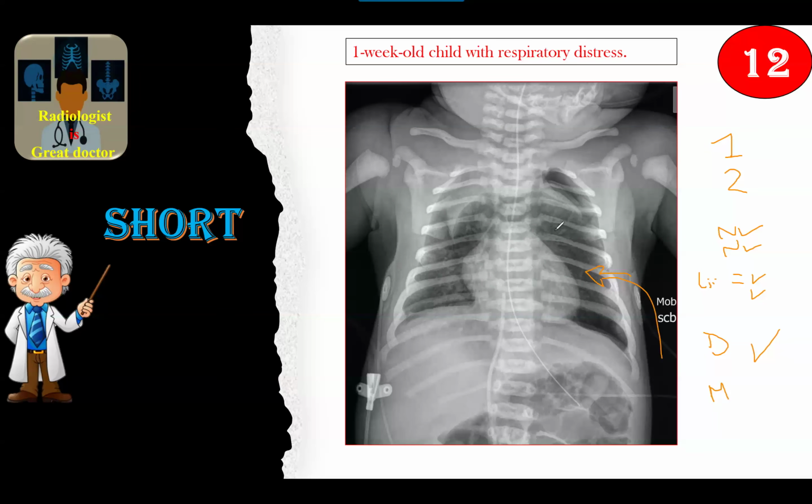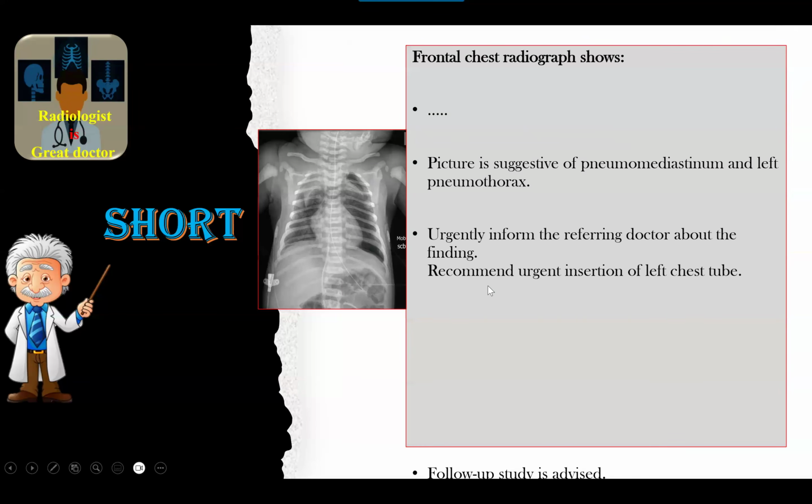You can add also a background of respiratory distress syndrome. Very good. We have 2 emergencies in this case. We have a left-sided pneumothorax for urgent intercostal chest tube placement, and we have also the spinnaker sail sign, thymic spinnaker sail sign, which denotes pneumomediastinum, in addition to the lines and tubes. So urgent referral, urgent chest tube placement. And follow up study is advised.